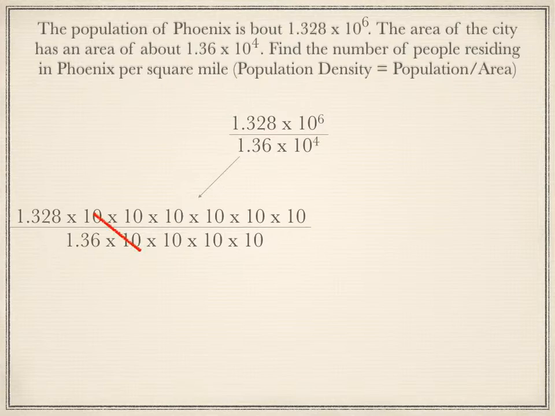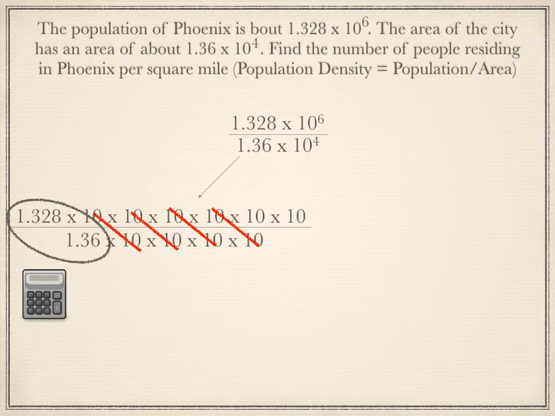So we're going to go ahead and do 10 divided by 10, which is 1, four times. And we're left with 1 and 328 thousandths times 10 on top, and then on bottom we're left with 1 and 36 hundredths. Then we're going to go ahead and use our calculator and divide those out. And this is what we're left with.